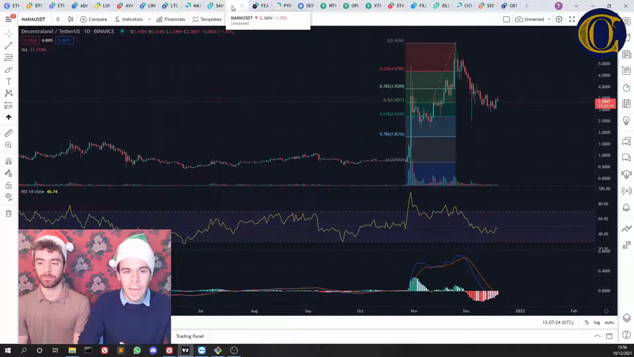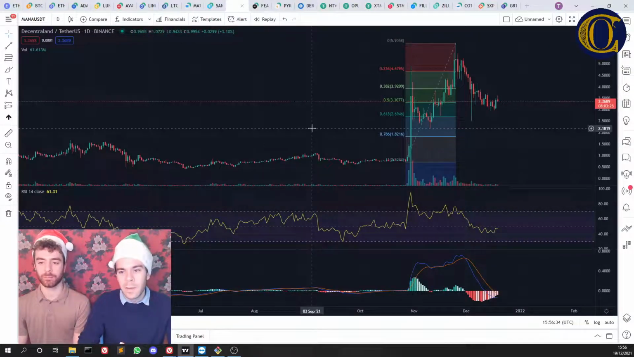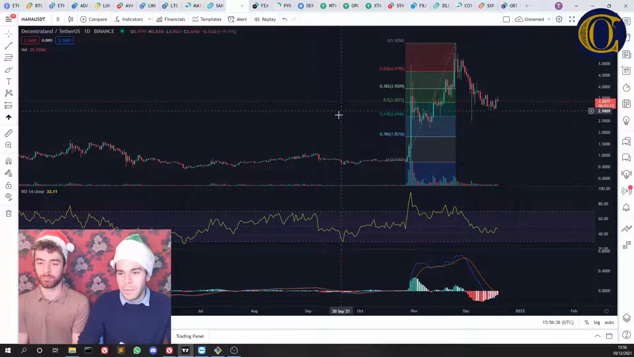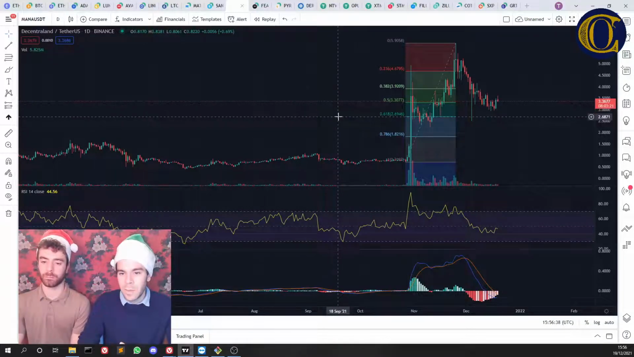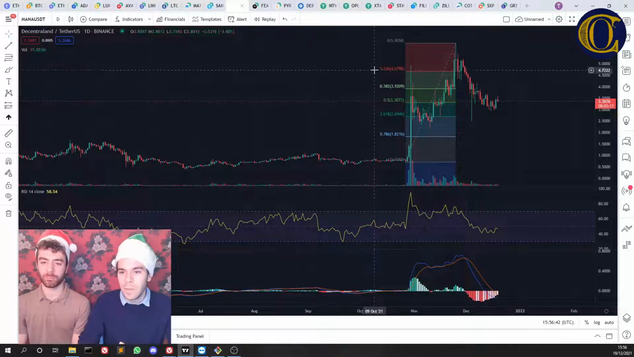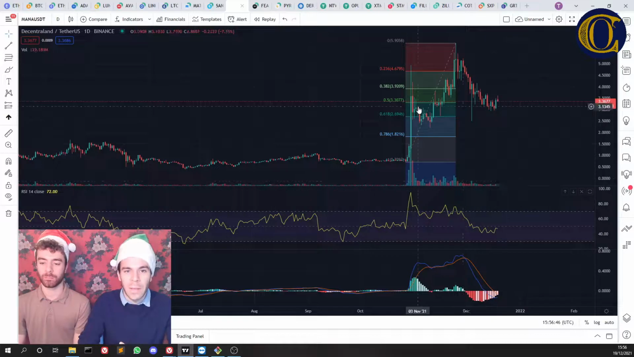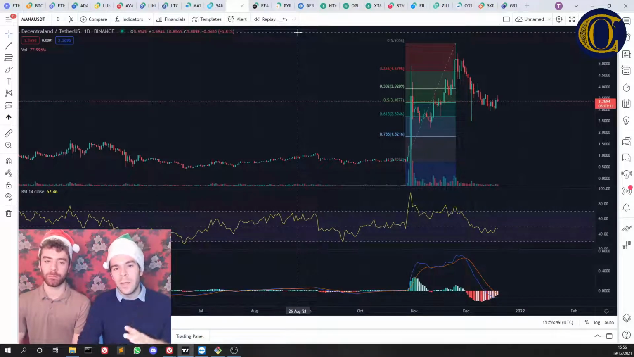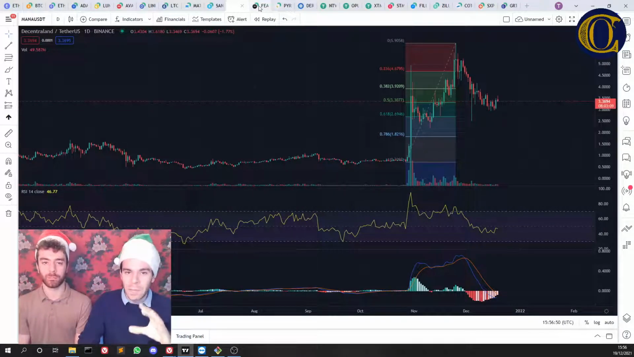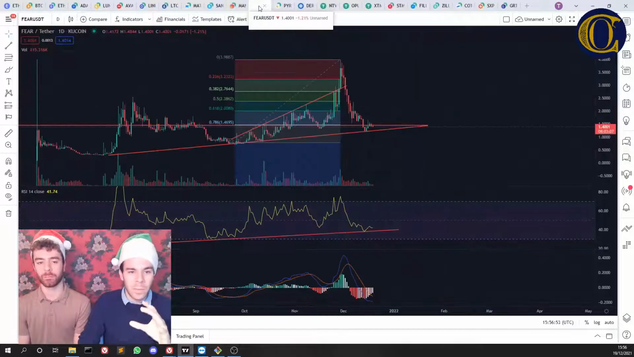And if you look at Decentraland, Mana, exactly the same chart, exactly the same levels. It touched the 0.61 level during the dip, and then it's now back up to 0.5. Same story for the RSI. So one thing I want to tell you about today is a couple of gems in the gaming space. We're going to talk about Fear.